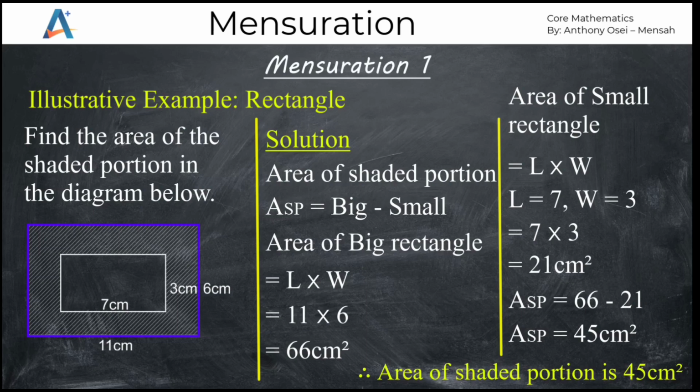If you check the two diagrams and the shaded portion is in between the two diagrams, then you have to subtract the two diagrams. Find the area of the big one or the exterior one, and find the area of the small one or the interior one, and subtract the two areas. You get the area of the middle one, which is the shaded one. So take note of when to apply this formula under shaded portions. It is only when the middle one, or the space in between the big and the small, is shaded.